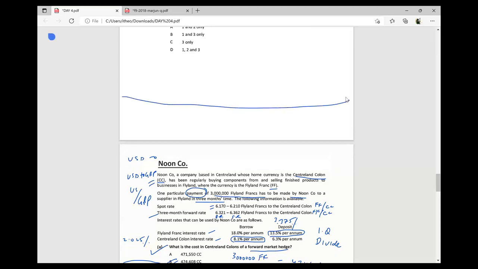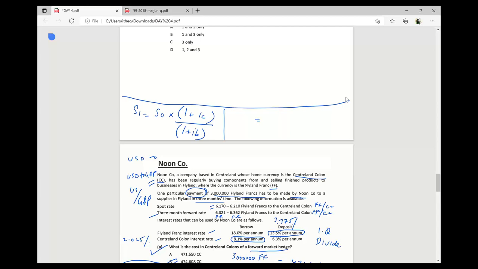So if it states that the inflation rate is 3.8% in Centreland, what is the inflation rate in Flyland? The inflation rate is present in the purchasing power parity formula, which is S1 equals S0 into (1 plus HC inflation rate) over (1 plus IC inflation rate), country 1 inflation rate, country 2 inflation rate.